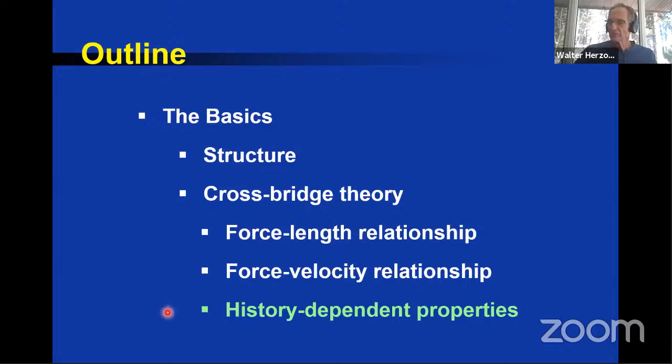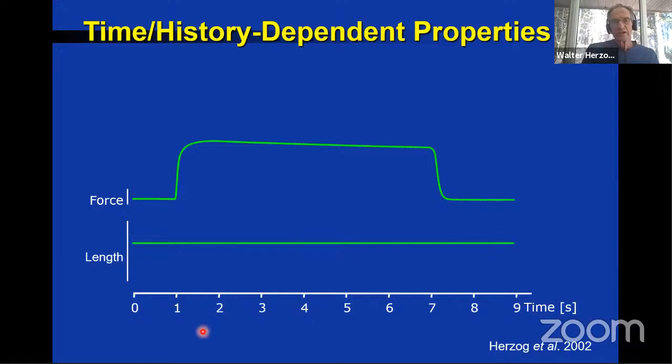So finally, I would like to very briefly talk about history-dependent properties of muscles. And in this segment, I would like to particularly talk about residual force enhancement, where we have done quite a bit of work. So what do we mean by residual force enhancement or history-dependent properties? What we mean by that is the following. Imagine you have a muscle here with an isometric contraction, so the length doesn't change, and you activate it, and you obtain a certain steady state force.